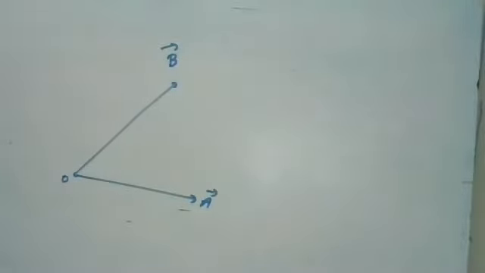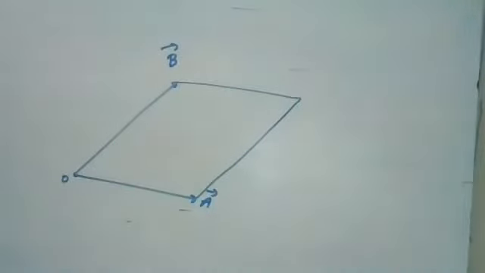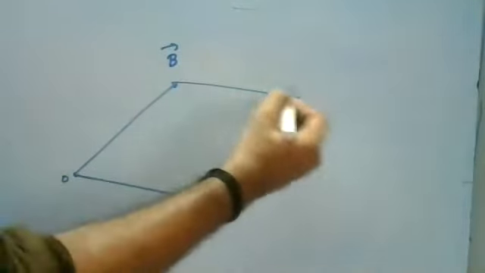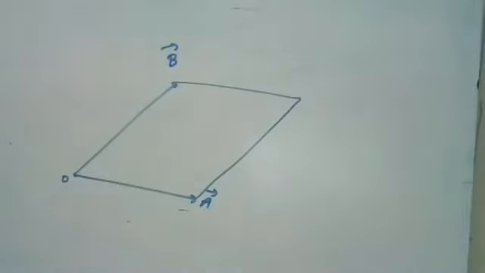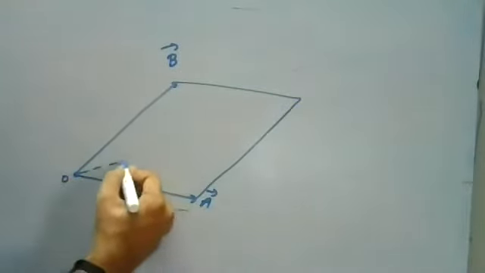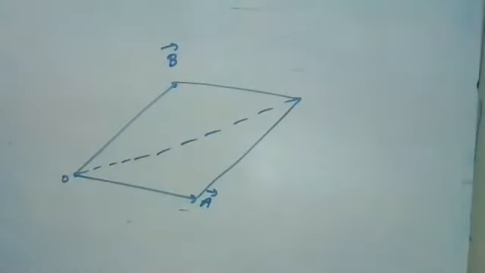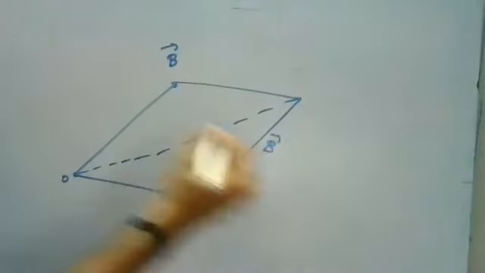Parallelogram means the opposite sides are parallel, but the vectors make some angle theta. So this is your parallelogram, with A vector and B vector. Here these two are your parallel lines. I need to find the resultant. The resultant will lie between the A and B vectors. It is nothing but B, because it is your parallel line.